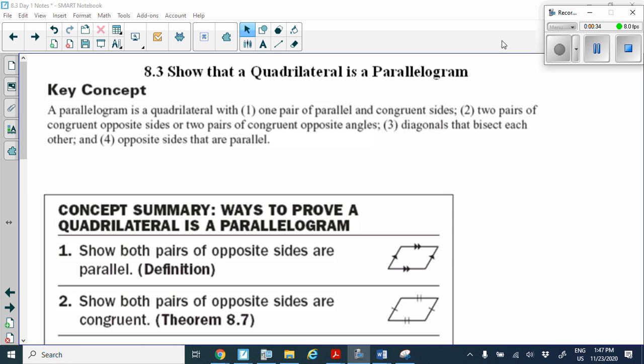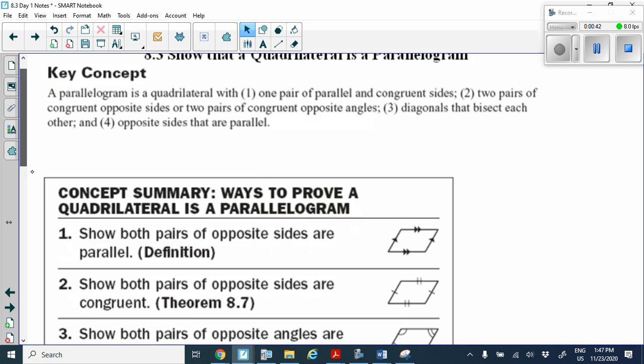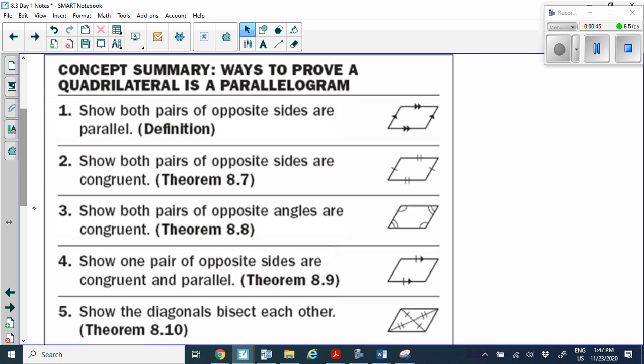Now, while you are taking notes, I would highly suggest having your quadrilateral family tree chart out to help you out with these problems. Now, let's go through all the ways that we can prove that a quadrilateral is a parallelogram. One is our definition. Show both pairs of opposite sides are parallel. Now notice how they show this. They use arrows. So anytime you see arrows, that represents being parallel.